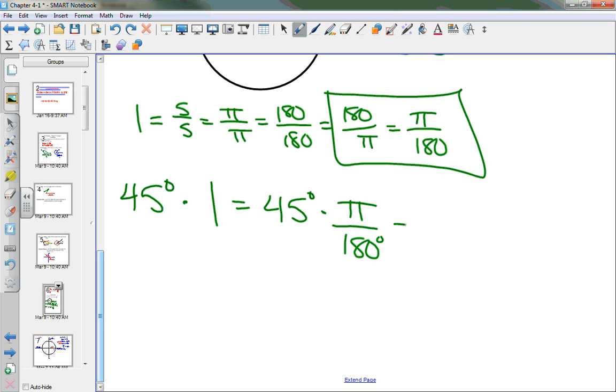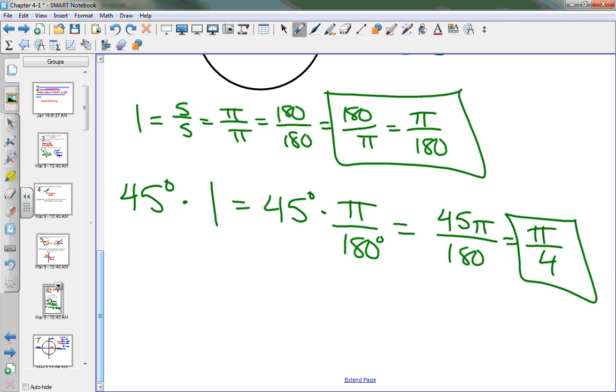So, I have 45 pi over 180, and if you reduce that fraction, it's going to give you pi over 4. Do we see that? Why? Because half of 180 is 90, half of 90 is 45. So there are 4 45-degree angles in 180, right? Now what this means is 45 degrees is equivalent to the radian measure of pi over 4. In other words, that r tells you that it's a radian. Yes or no? Did you get that?